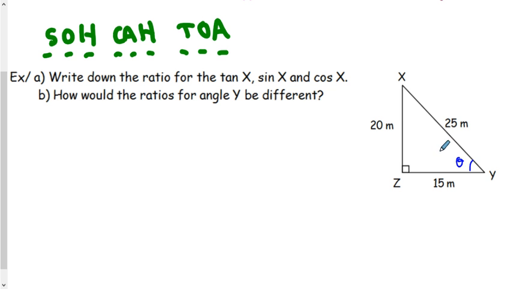So I want to label the sides of my triangle. I'm first going to look and see where my hypotenuse is. That's always a great place to start. This is my hypotenuse right here. Right across the triangle on the other side, that's my opposite side. And right next to my angle, this is my adjacent side. Okay, so I've labeled them. Now for part A, I want to write down the ratio for tan x, sine x, and cos x. Oh, sorry, we were looking at angle x, so I'm going to switch that around.